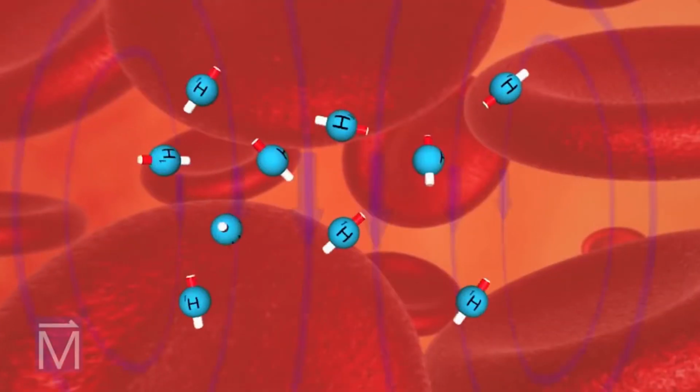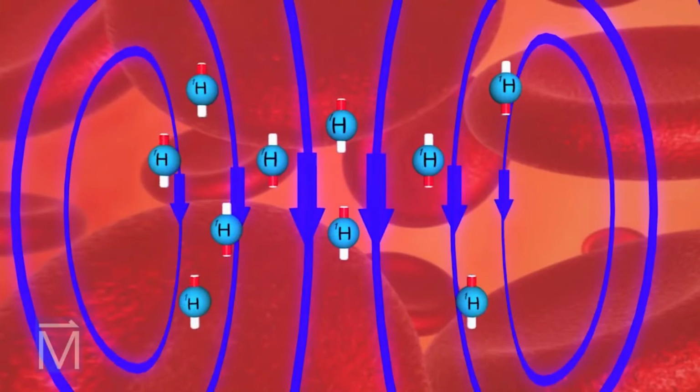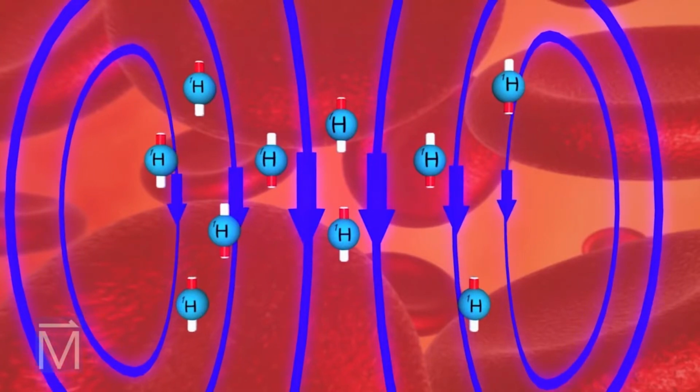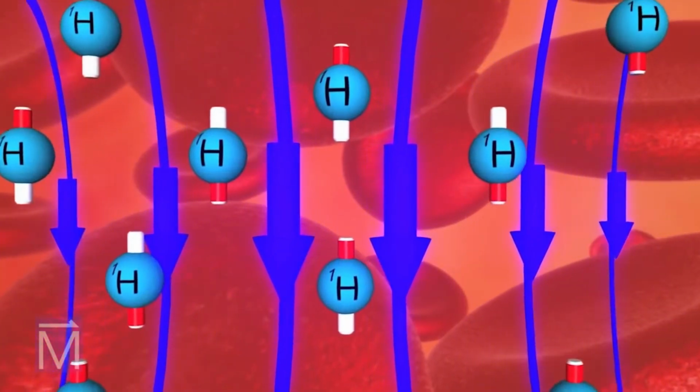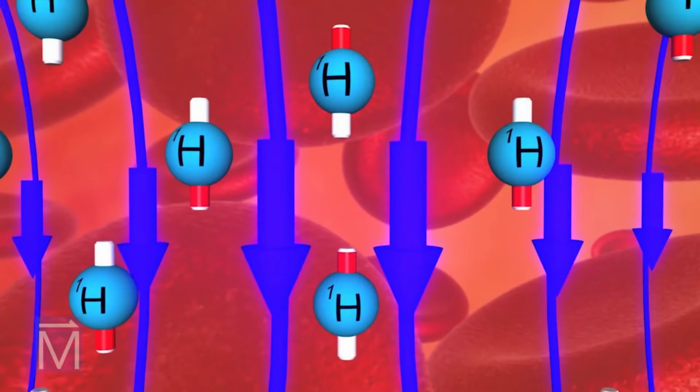Suddenly, the axes of the hydrogen protons realign with the powerful magnetic field and spin, just like a top, at a specific frequency, its resonance frequency, that is a function of the strength of the magnetic field, represented here by blue lines. Half the protons face in the direction of the field, and the other half in the opposite direction.